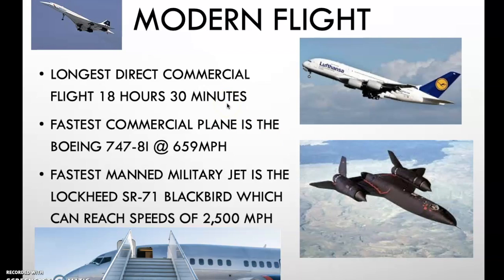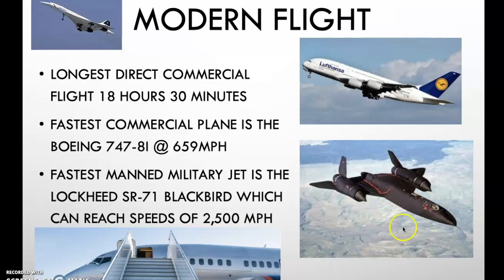We've had so many advances in modern flight. For instance, the longest direct commercial flight lasts for 18 hours and 30 minutes. And the fastest commercial plane is the Boeing 747-8i, and that can fly at top speeds of 659 miles per hour. If you remember, it's going to be flying in the stratosphere, because it can fly at those fastest speeds because there's the least amount of air resistance happening. And the fastest manned military jet is the Lockheed SR-71 Blackbird, which can reach speeds of 2,500 miles per hour.